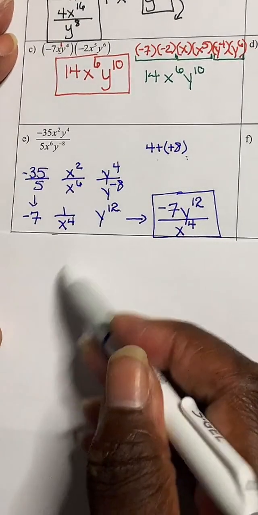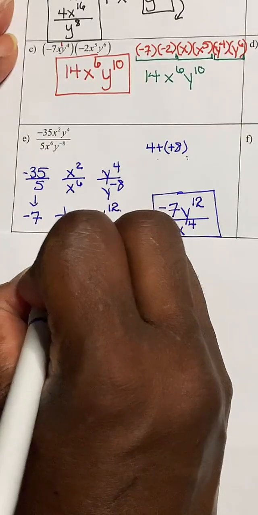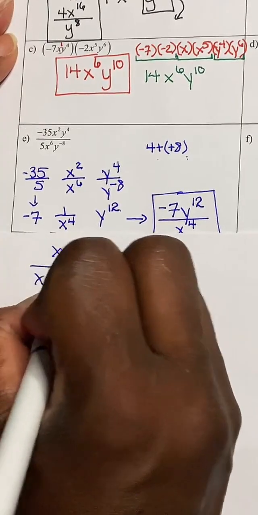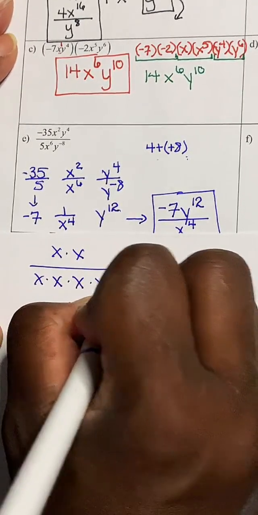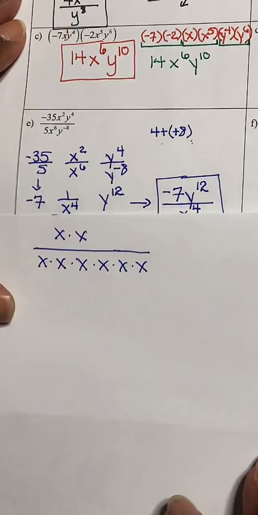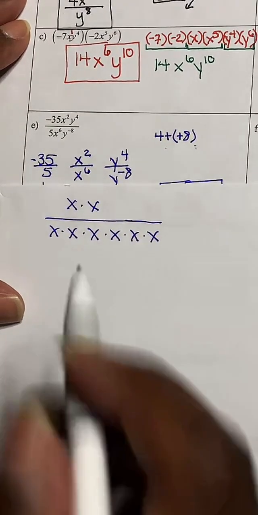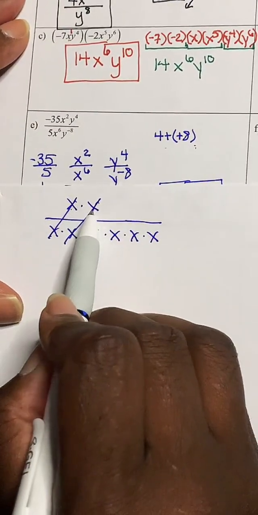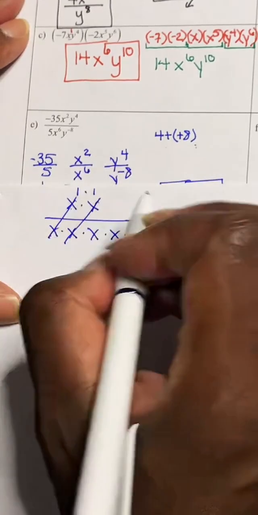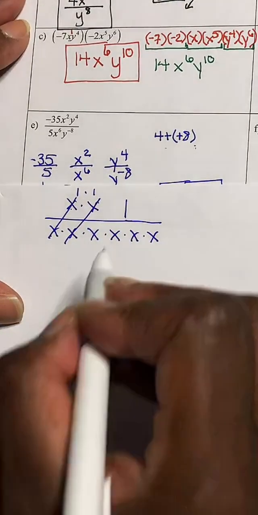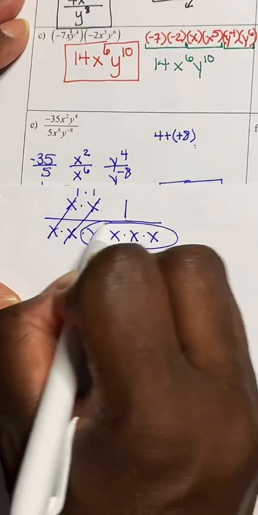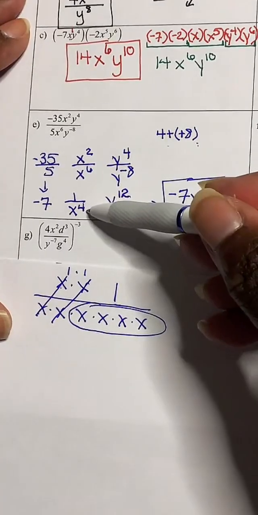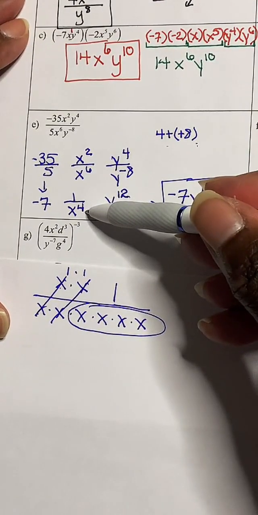But if I do the breaking down, let me do it over here. x times x over my 6 x's. So if I do it like this, these cancel out, these cancel out. So this gives me a 1, this gives me a 1. 1 times 1 gives me a 1. And what's left? I got 4 x's left in the denominator. So there's my 4 x's that are left in the denominator.